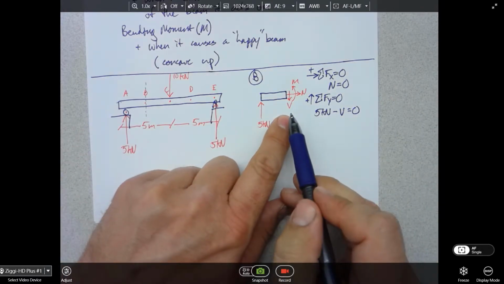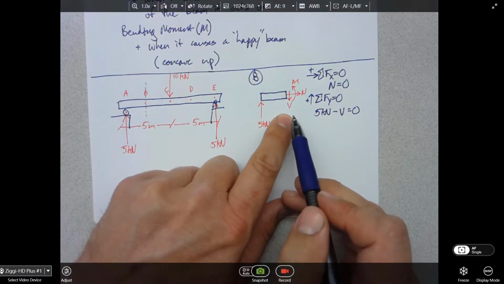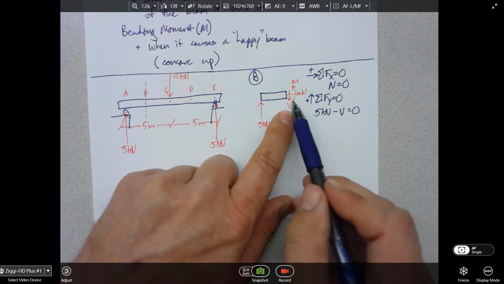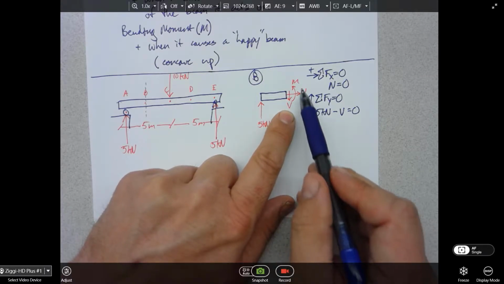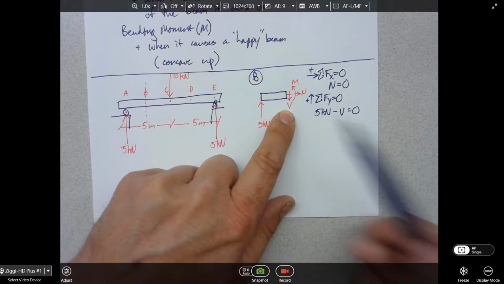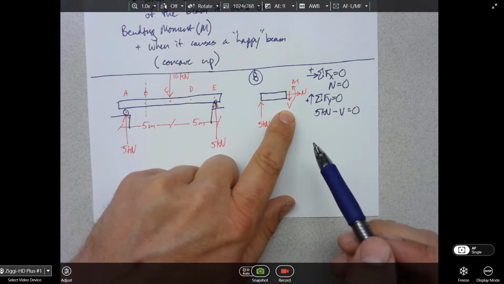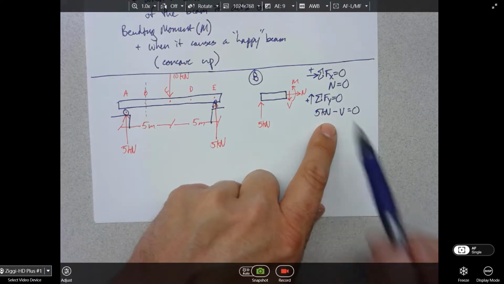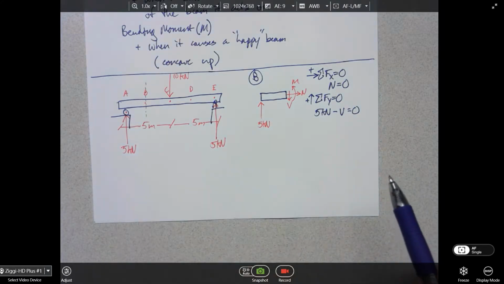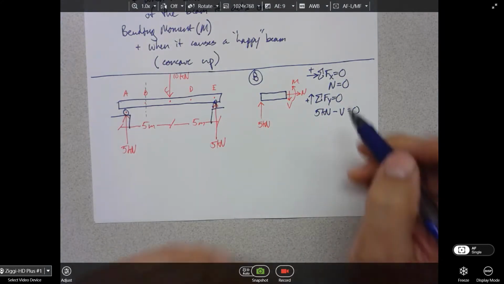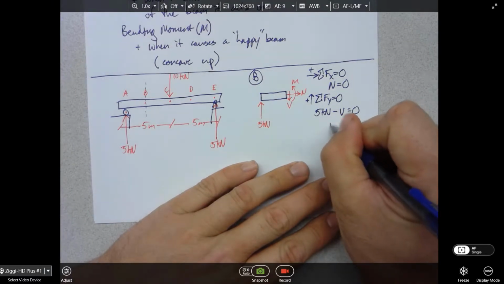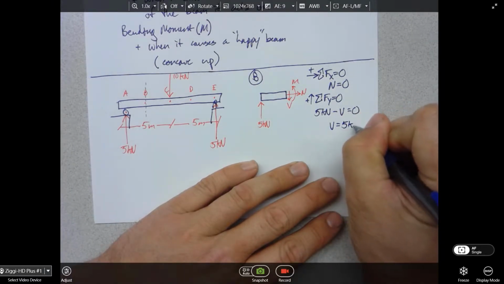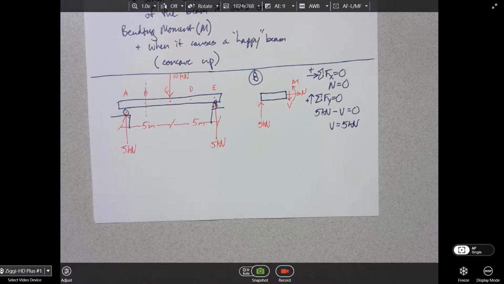Now, if I get a positive value when I solve for this, and it's pointing down, it's positive shear. But when I'm doing a force summation and I say up is positive, shear is negative. Okay? So when we solve for this, it looks like the shear force is 5 kilonewtons. Okay?